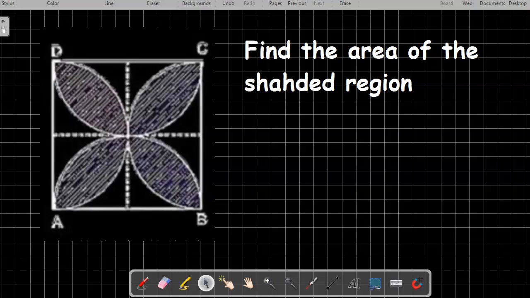In today's class, I will do this problem of mensuration 2D. You have to find the area of the shaded region. You can see the shaded region is a flower, right? This flower has 4 petals. The 4 petals are identical, right?